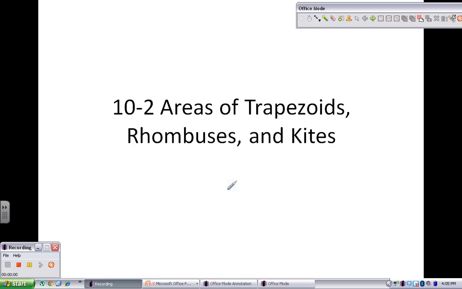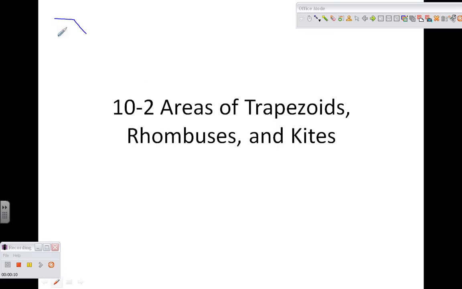Welcome to our second section in Chapter 10. Today we're going to be looking at the areas of trapezoids, rhombuses, and kites. Before we get started with that though, I want to review the formulas that we learned in the previous section, where we had the area for parallelograms and for triangles.